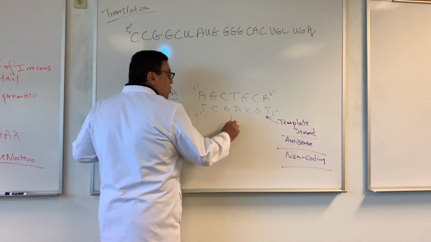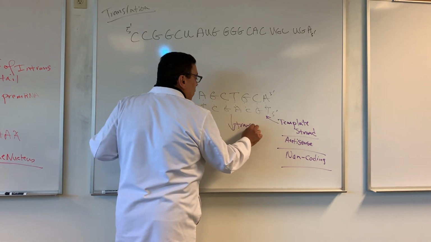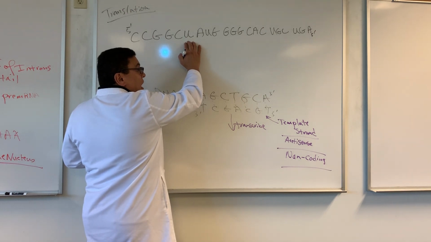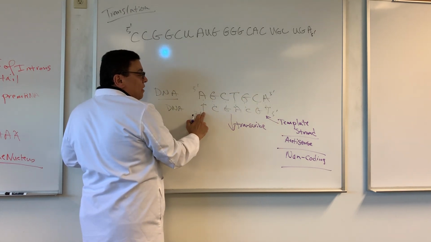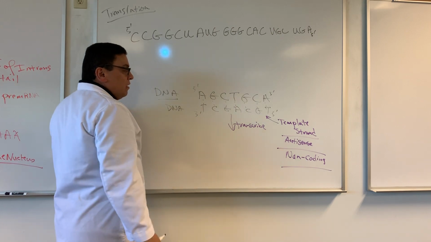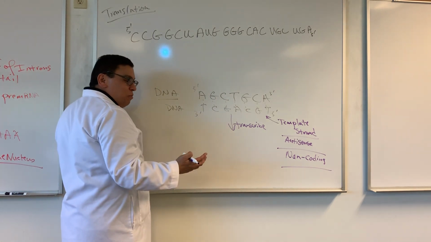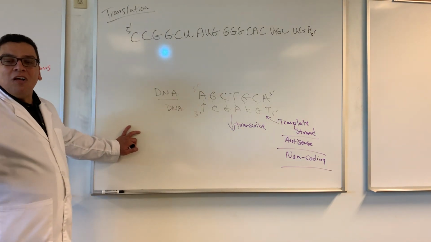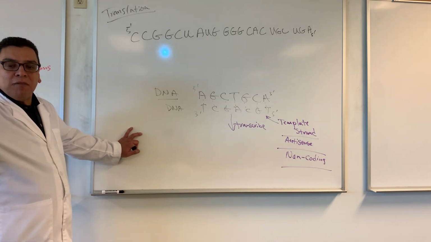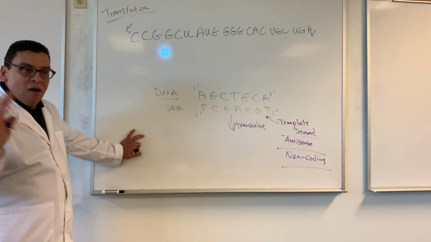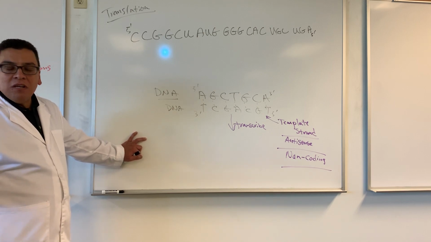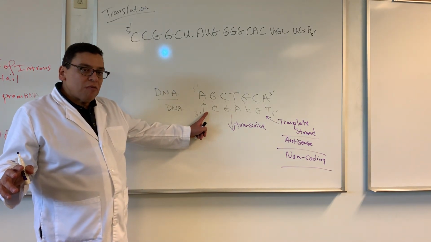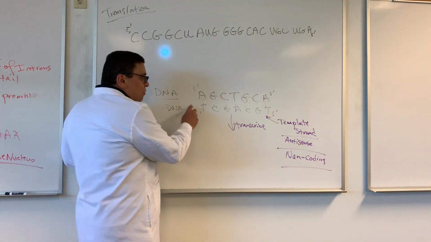So when you go and transcribe, which is what we talked about, to get this transcript that I wrote up here, you have to copy the template strand. Why? Because RNA transcription is also 5 prime to 3 prime. I told you before, all nucleic acid synthesis is 5 prime to 3 prime, regardless if we're making DNA or RNA. Stay awake with me, please. So for me to make the RNA 5 prime to 3 prime, I have to read this strand, 3 prime to 5 prime. So I have to read this one.